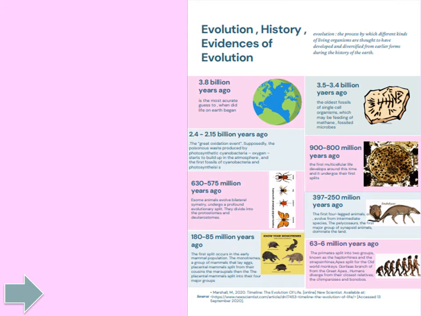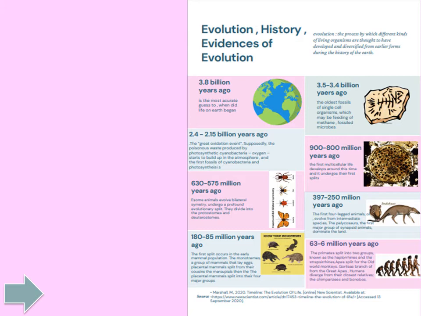From 180 to 85 million years ago, the early mammal population developed its first split. The monotremes were a group of mammals that laid eggs. Then the placental mammals split from their cousins, the marsupials.